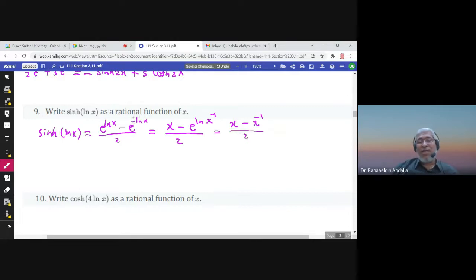That's the answer, but to write it as a rational function, I need to write this as a polynomial. The numerator should be a polynomial, and if it has a power of negative 1, then it is not a polynomial. I can write it half times x minus x to the power negative 1. I can write it 1 over x. And I can add these two fractions now. So here I have 1. So use the formula to add these two rational functions. So I have x, and here I have x times x minus 1. So the final answer would be x squared minus 1 over 2x. And this is a rational function, and that's the answer.